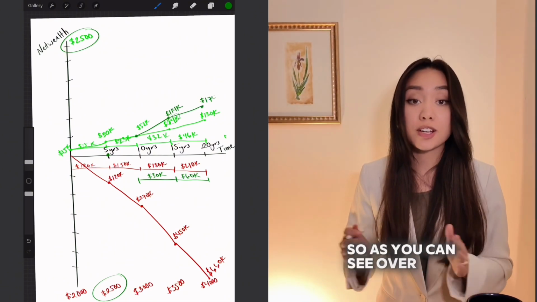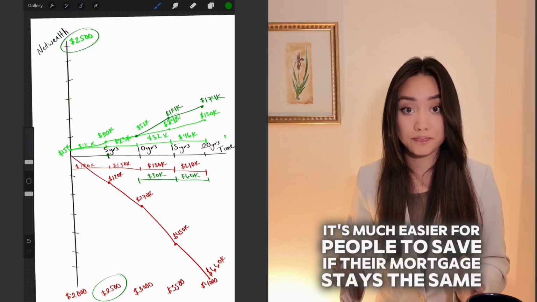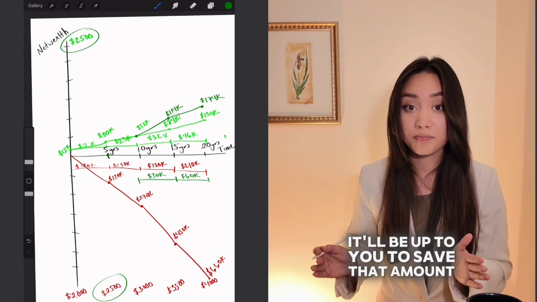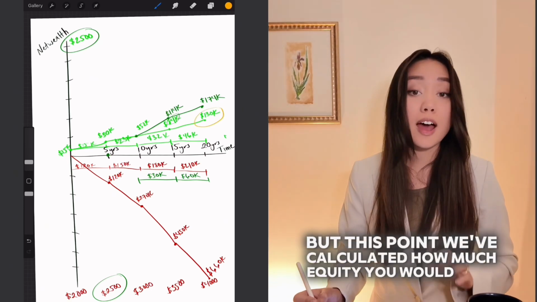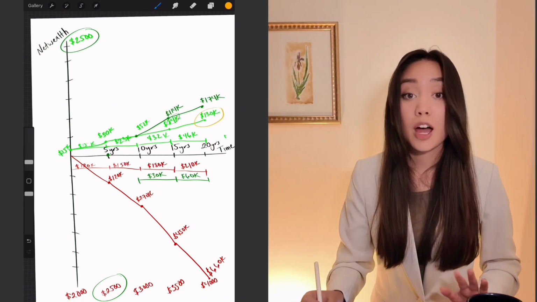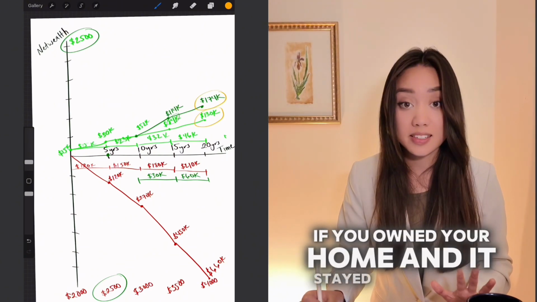So as you can see, over time, it's much easier for people to save if their mortgage stays the same. It would be up to you to save that amount, but that's how much less you have to spend. So at this point, we've calculated how much equity you would have simply from paying off your home, and how much more money you'd have the opportunity to save if you owned your home and it stayed the same price.